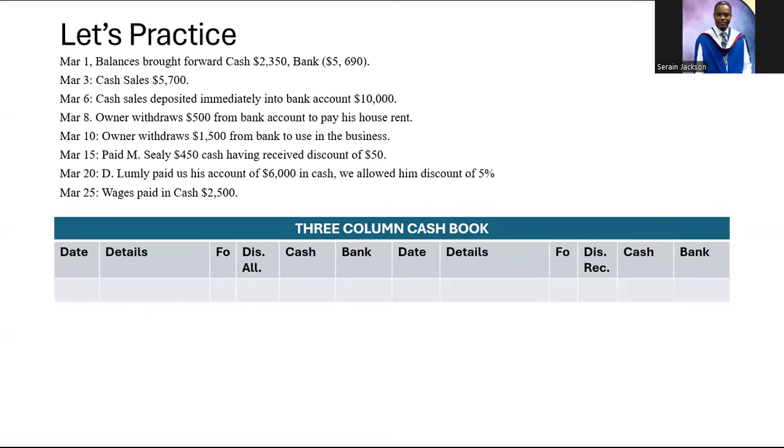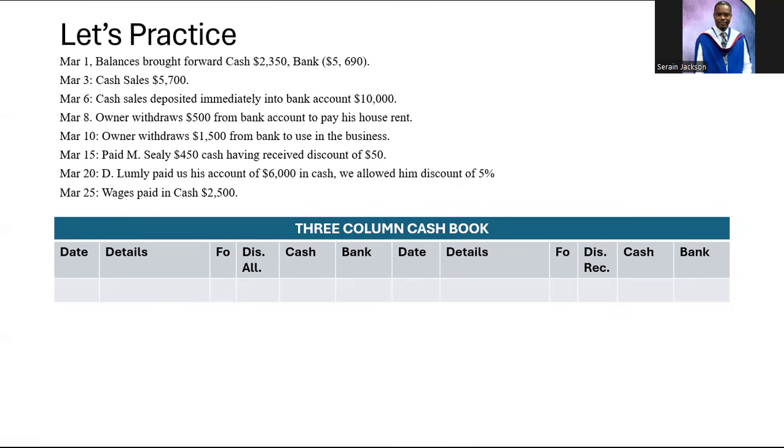So sometimes they will give you the balances brought forward from the previous month, or they may just say you're starting up the business. If you are starting up the business, then you would have to obviously use capital in your details. But for this particular question, it says balances brought forward cash, and they give you the information for bank as well. I want you to pay attention to the fact that the bank amount is in a bracket, which would signify that it is a negative figure, which would signify that this is not a normal thing, right?